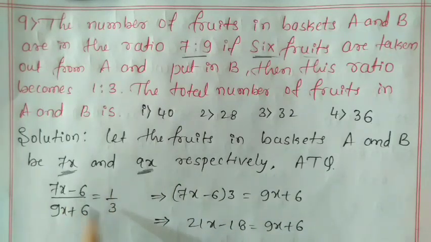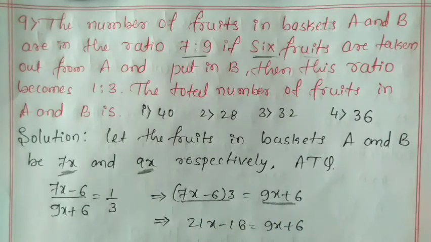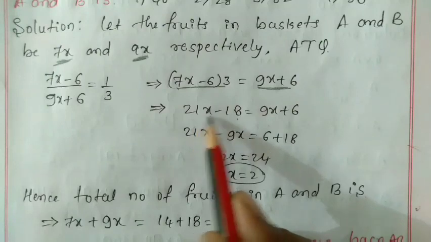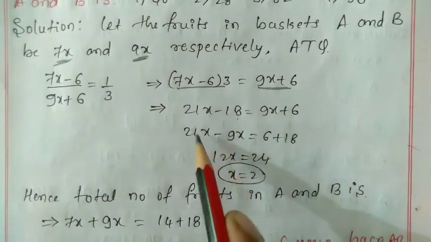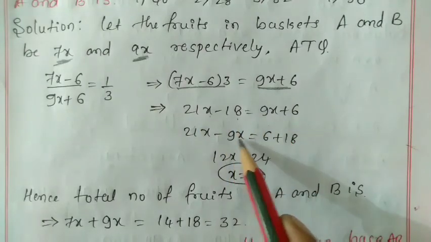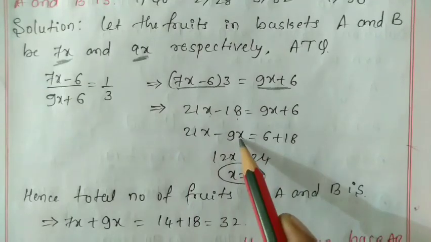Okay, then you can do cross multiplication: (7x minus 6) into 3 equals 9x plus 6. You can multiply them, and after that you can simplify, then you will get the x value. So 3 times 7 is 21x, minus 3 times 6 is 18, equals 9x plus 6. Then 21x as it is, minus 9x, and 6 as it is, minus 18 becomes plus 18.